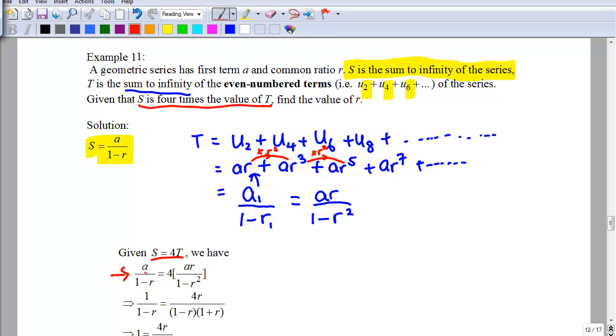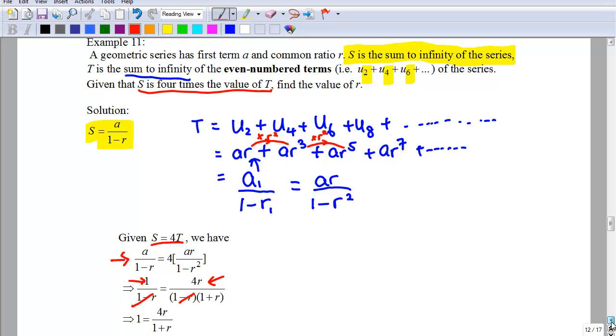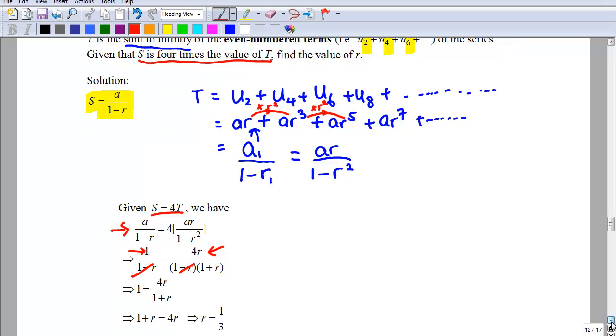When we divide both sides by a, on the left hand side we will get 1, and on the right hand side we will get 4r in the numerator. In addition, since r is not equal to 1, we know that 1 minus r is non-zero, and we can multiply both sides by 1 minus r. That leaves 1 on the left side, and on the right side we will have 4r over 1 plus r. Cross multiplying and simplifying, we get r equals 1/3.